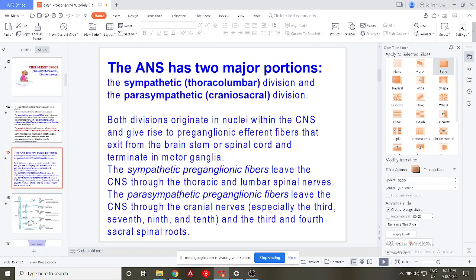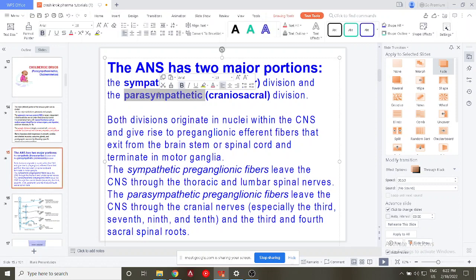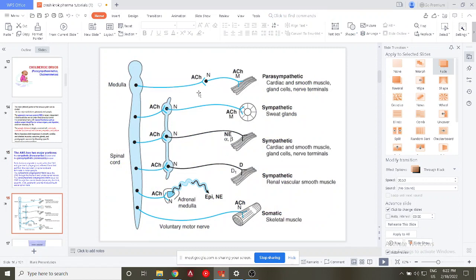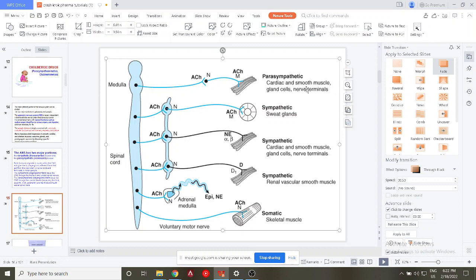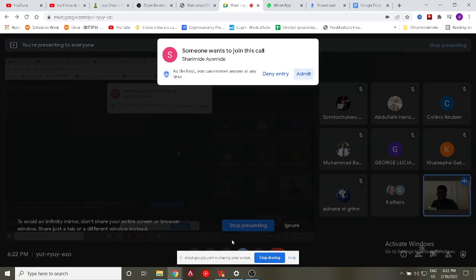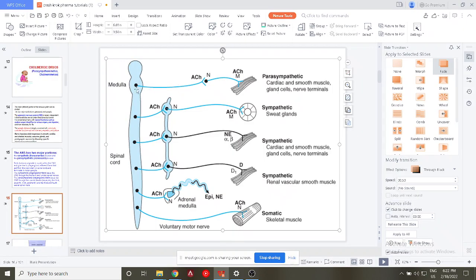The autonomic nervous system has two parts, the sympathetic and parasympathetic. So cholinergic drugs are going to be acting on the parasympathetic part, which is the rest and digest. I want you to take a look at this diagram. We're going to be acting on this first part, the parasympathetic nerve ganglion. So this is what we're going to be acting on. Its effect is going to be on cardiac and smooth muscles and gland cells.